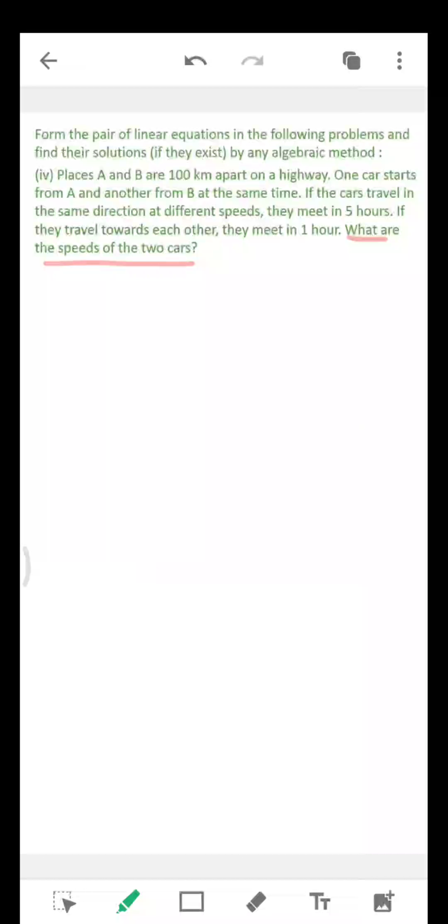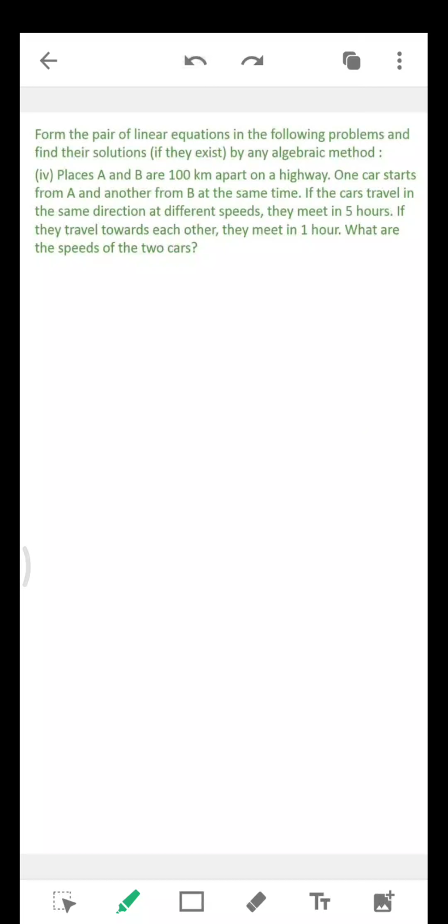So you have to sit in your classroom or at your home, solve the question and say what the speeds of the cars are. Isn't it amazing? Yes, very interesting. Let's begin. The problem is very simple. You need to frame the equations, then solve the equations, then you can get your answer very easily.